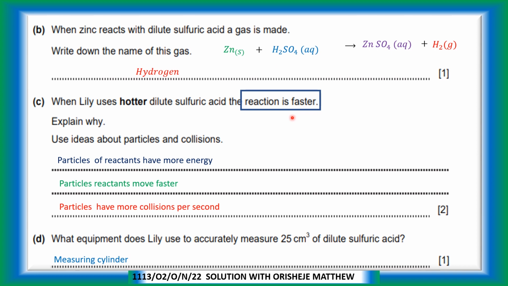What equipment does Lily use to accurately measure 25 cm cubed of dilute sulfuric acid? She uses a measuring cylinder, or she uses a volumetric burette. She can also use a volumetric pipette.